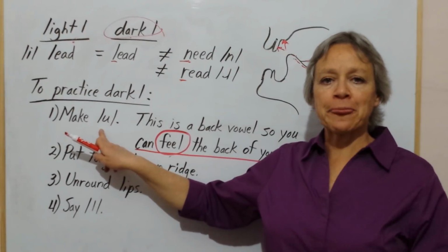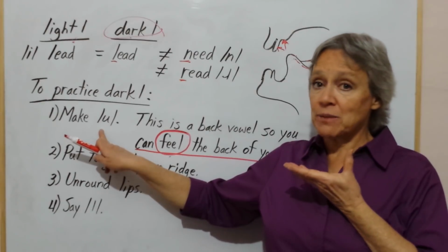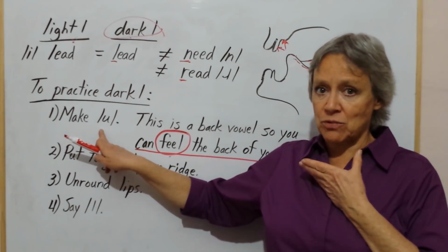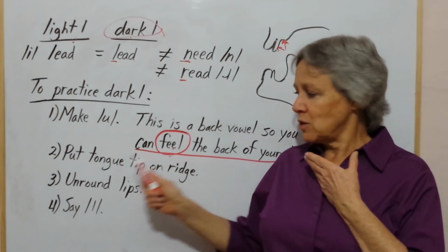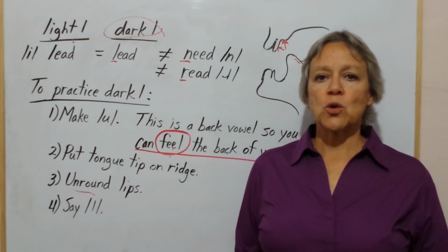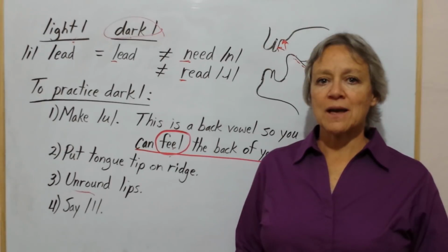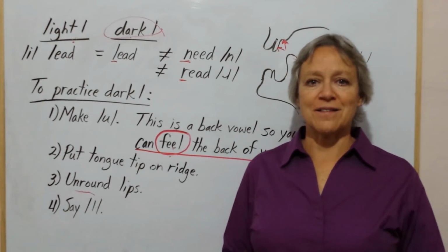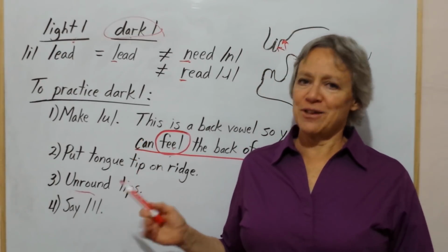Watch me make this sound. Ooh. Okay, my lips are rounded, but I don't want them rounded for the L sound. Okay? You only did that so you can feel the back of the tongue. So in this step, you want to unround those lips. So I started with ooh, then I put the tip of my tongue up, ooh, but I don't want those lips rounded. Unround the lips, and then say L. Okay? Let's try it. It's much quicker when I don't explain everything.